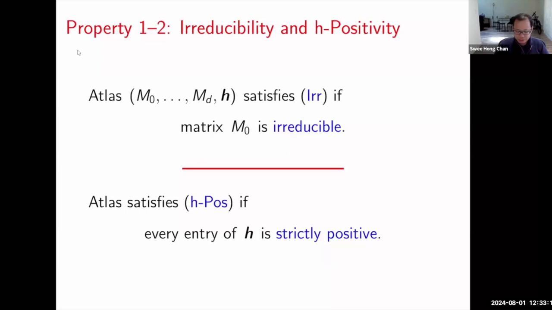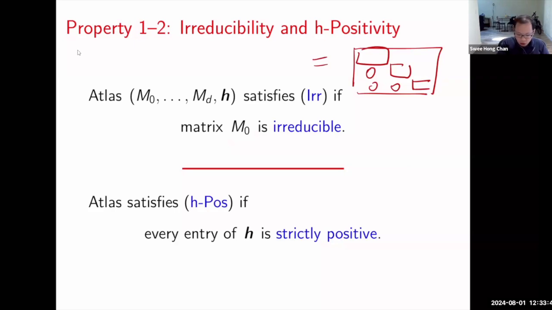Let us first discuss the first two properties. The first property is what we call irreducible. This property is satisfied if the matrix M0 is irreducible. By irreducible, I mean that the matrix M0 cannot be written as a block matrix of this form, where there are blocks and everything below the blocks are all equal to 0. This is what is called reducible. So this means that we don't want our matrix to be of this form.